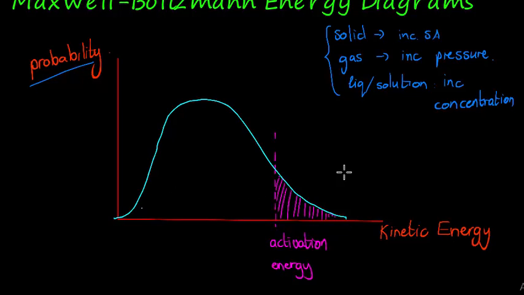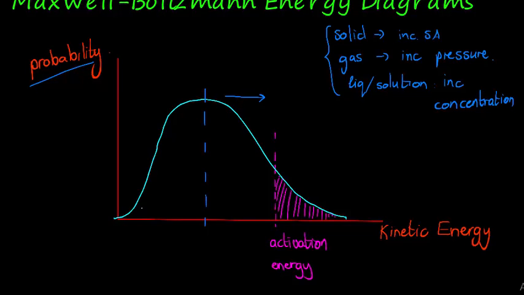Now what that does is it actually changes the shape of this graph and moves the modal kinetic energy to the right. So this modal kinetic energy that we have at that point is moved to the right. It doesn't necessarily change the average kinetic energy. All of them still have more or less the same kinetic energy, but the point is more of them are now likely to reach that activation energy.